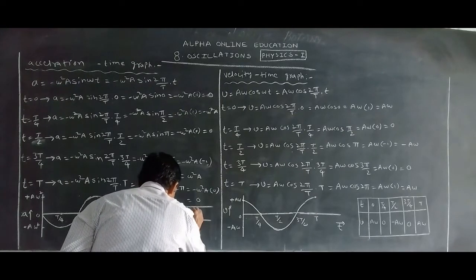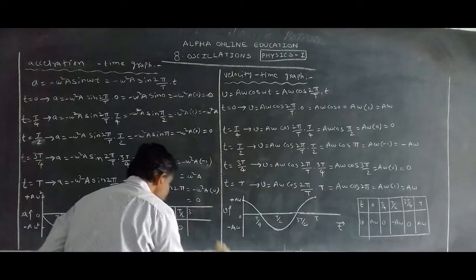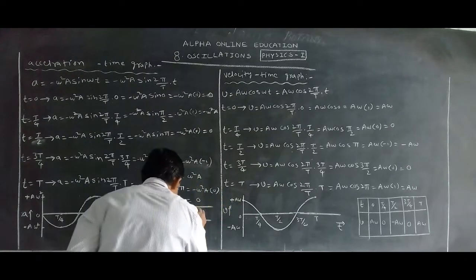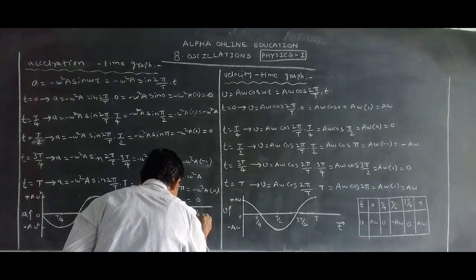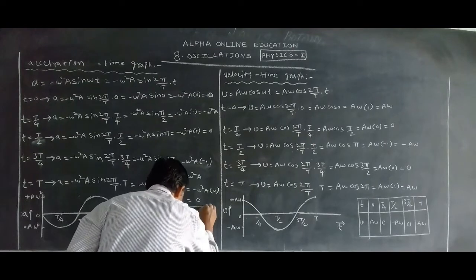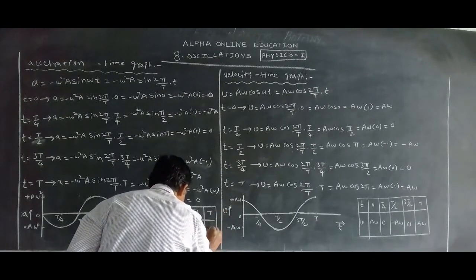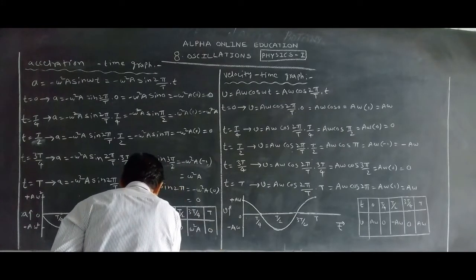0. And 3 by 4th of time period or 75% of time period. What about the acceleration? Acceleration becomes omega square a. And finally, one complete time period. What is the value? It is 0.